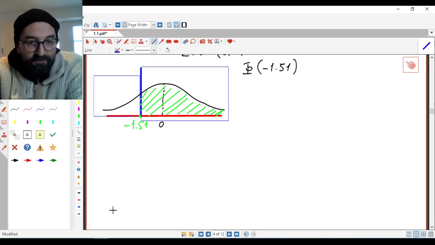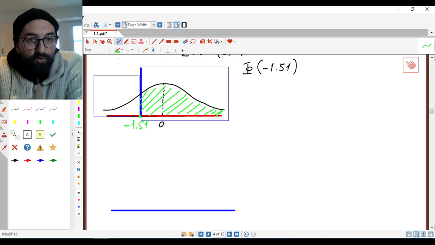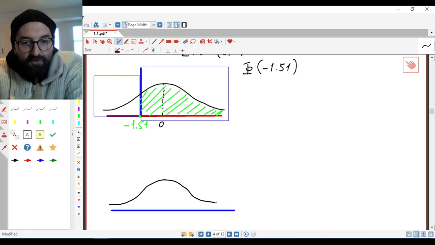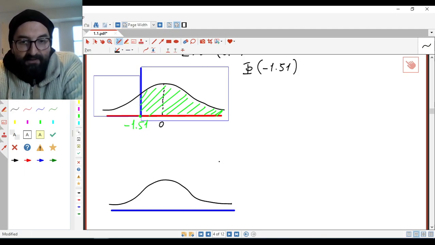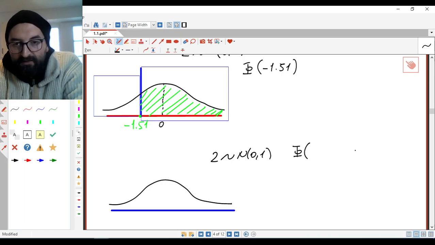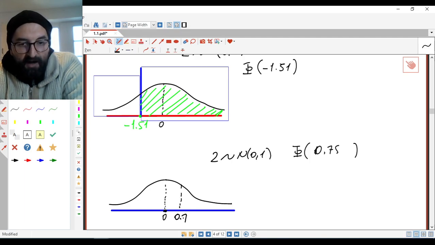Or if I give another example, for example, you have a normal distribution and the transformed z. Z is normally distributed with 0 and 1. And for example, if you look at the Z table and you want to find, for example, 0.75, please remember that the middle of the curve is the 0 point, and 0.75 is here.